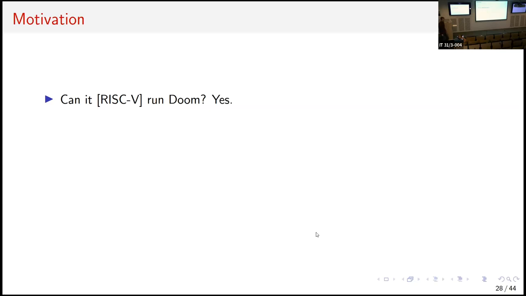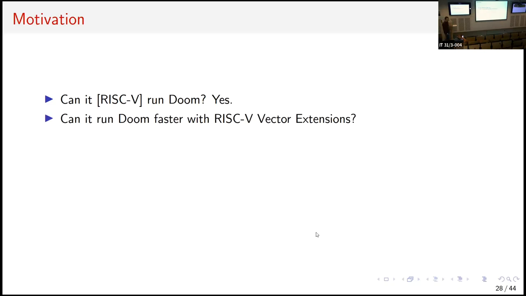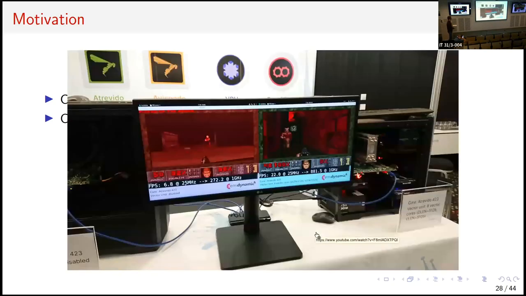The answer is yes, but actually, if you talk to Semidynamics, a vendor that sells intellectual property cores, so you basically can go there and license it, they said, as marketing in their booth, that's not the right question. The question is, can it run Doom faster with the RISC-V vector extensions? And according to them, the answer is yes. So that's a picture that I took there. What you see here is two PCs with FPGAs in them. So it's not RISC-V hardware that exists.